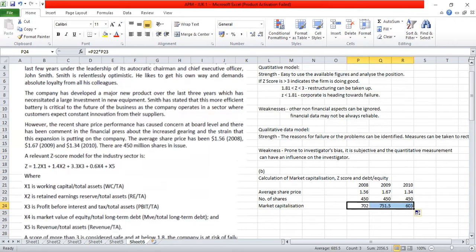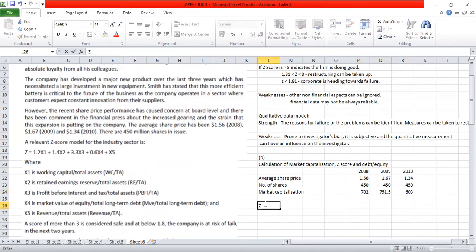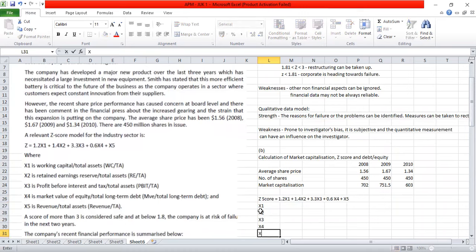After market capitalization, we are asked to calculate Z score. So what's the formula for Z score? There is a formula given. It's written here. For the calculation of Z score, we need to first calculate X1, X2, X3. The formula is 1.2 X1 plus 1.4 X2 plus 3.3 X3, a lot of importance given to X3 because of the coefficient, plus 0.6 X4, plus 1 X5. If we first calculate all these variables, it becomes easy for us to substitute.